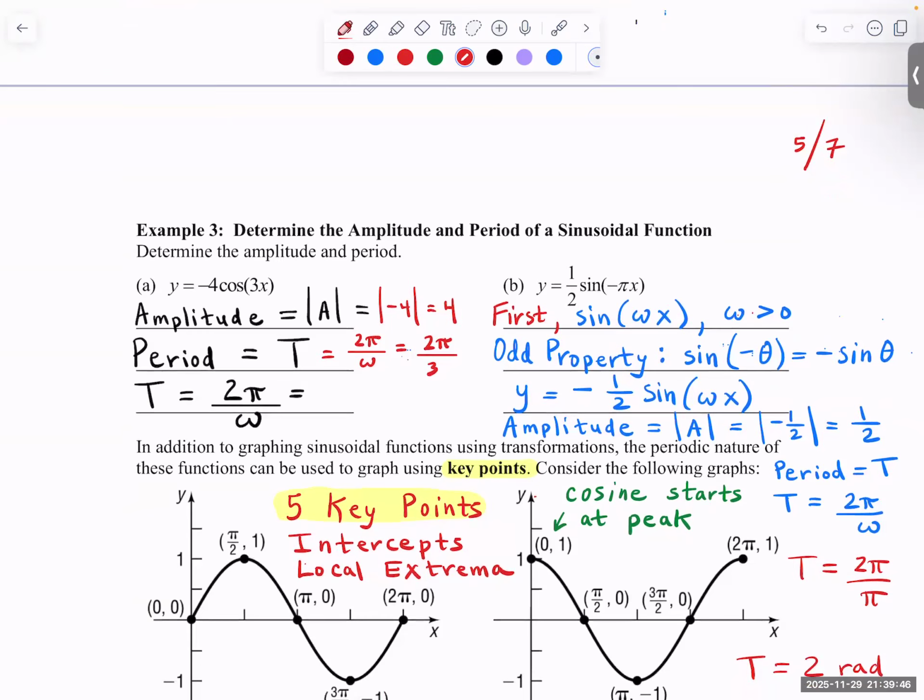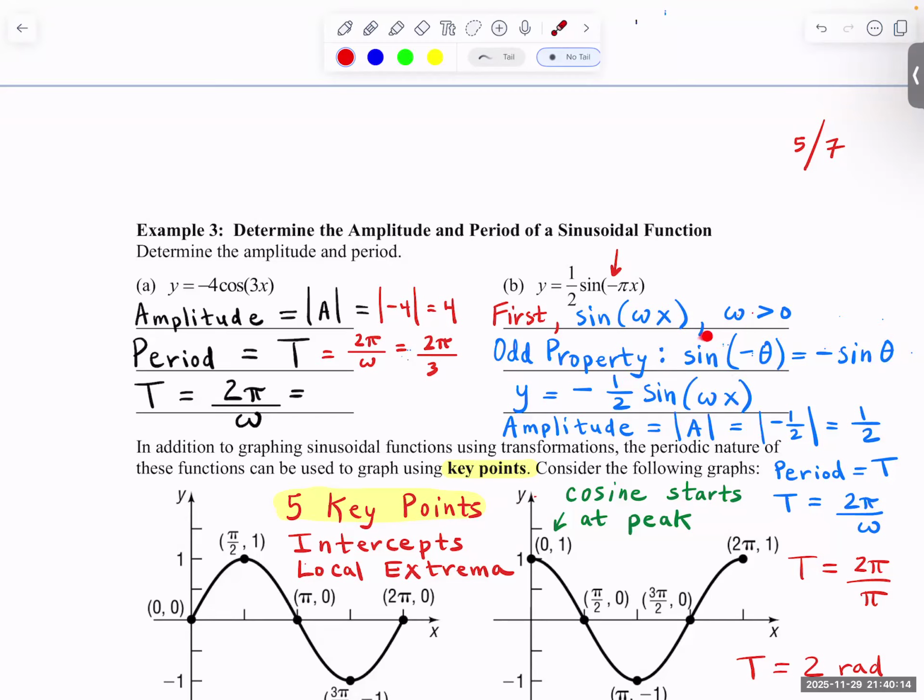Part B, y equals 1/2 times sine of negative pi x. Well, first, to make omega positive, we're going to use the odd property of the sine function, which means the sine of negative theta is the opposite of sine theta.